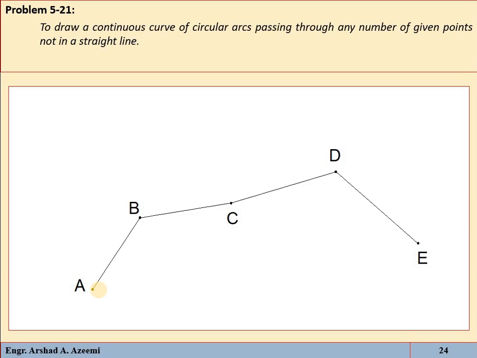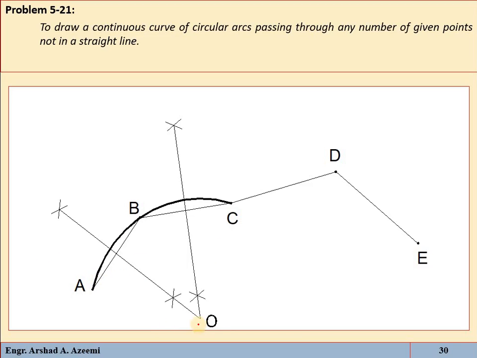Okay, now just draw the perpendicular bisector of AB and BC. So these perpendicular bisectors will intersect each other at this point, O. Now with center O and radius equal to OA or OB or OC, just draw an arc.